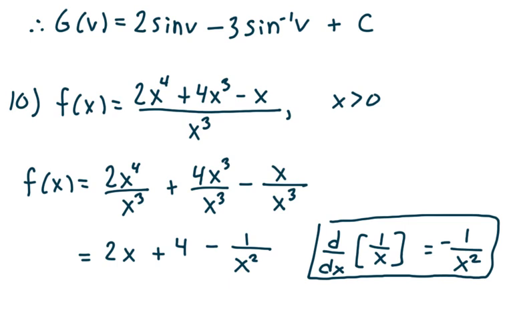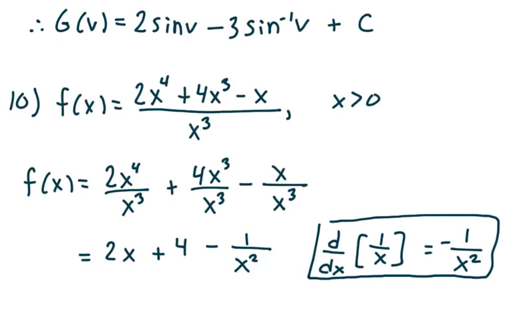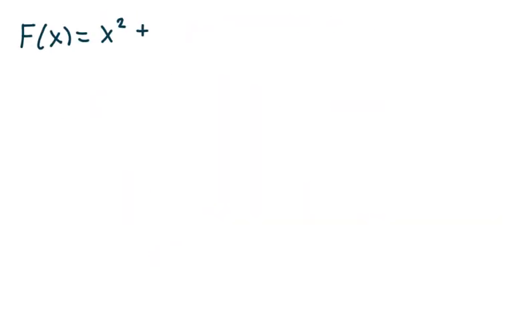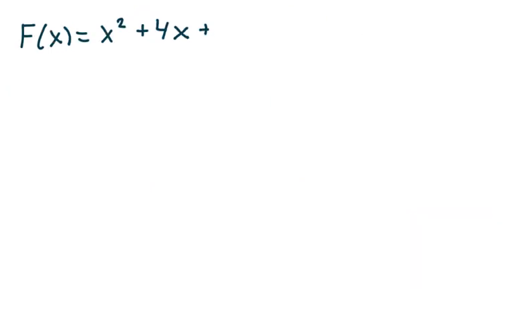So, let's put this together. Think of a function whose derivative is 2x. Well, I claim that's x². Think of a function whose derivative is 4. Well, that'll be 4x. And then if we think of a function whose derivative is negative 1/x², that's going to be positive 1/x. And then we just add C.